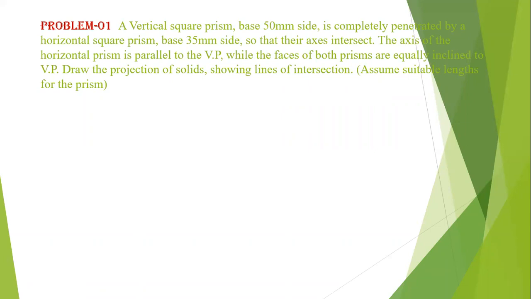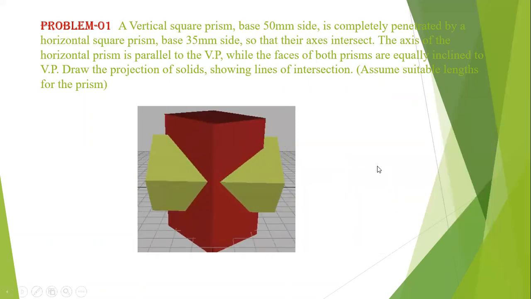This is basically the problem of a square prism whose axes intersect at a right angle. Let us see the pictorial view of the given problem. This is a vertical square prism whose faces are equally inclined to the VP, and this is a horizontal square prism. Both intersect at a right angle.